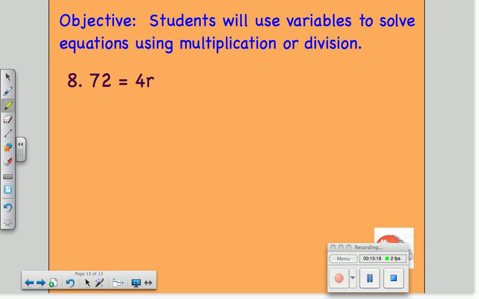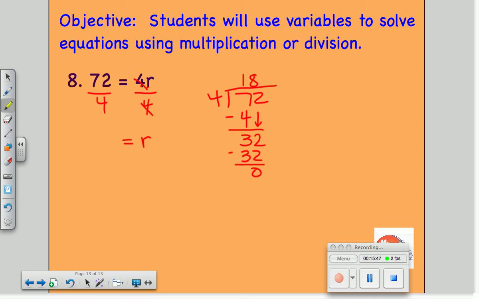Division. Divide by 4. Divide by 4 because R is being multiplied by 4. R is by itself, and 72 divided by 4. We don't want any mistakes, so let's just play it safe and do it the long ways. 1 times 4 is 4. 7 minus 4 is 3. Bring down your 2. 4 goes into 32 8 times. 8 times 4 is 32. Subtract. 18. So 18 is R.